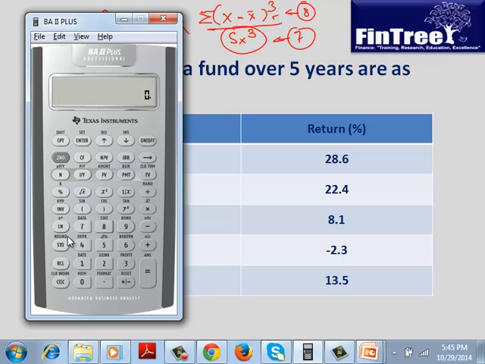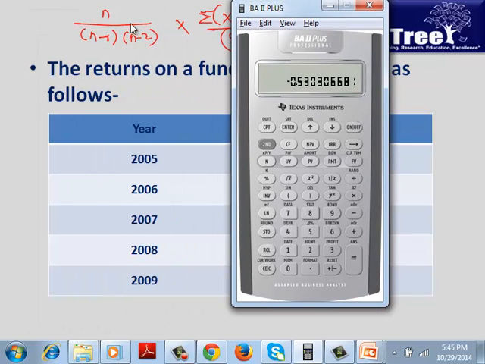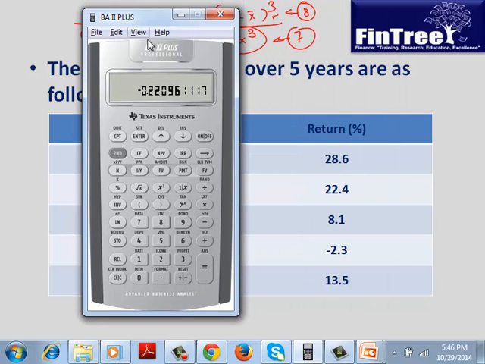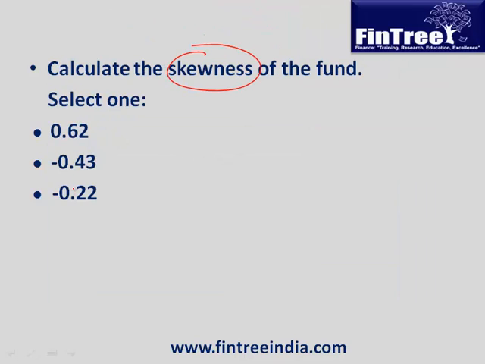So RCL 8 divided by RCL 7 multiplied with, total values are 5, divided by 4 divided by 3, that would give us a skewness of minus 0.22. Let's check if we have the option. Yes, we do. Then this is your answer.